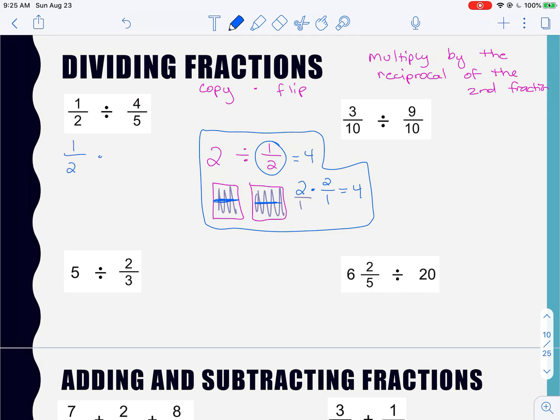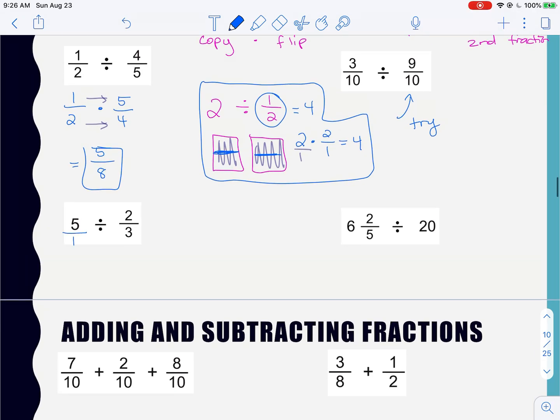So on that first one, we would have 1/2, and then we multiply by the reciprocal of the second fraction. So it would be 1/2 times 5/4. And then remember, when you multiply fractions, it's straight across the numerators, straight across the denominators, and we would get 5/8. So you guys can go ahead and try this one, and you can check your work against the finished notes. On the next one, remember, we can make it 5/1. So this would be 5/1 times the reciprocal of the second fraction, which is 3/2, and then multiply straight across the numerator, straight across the denominator, and you guys can check your work on that against the finished notes.